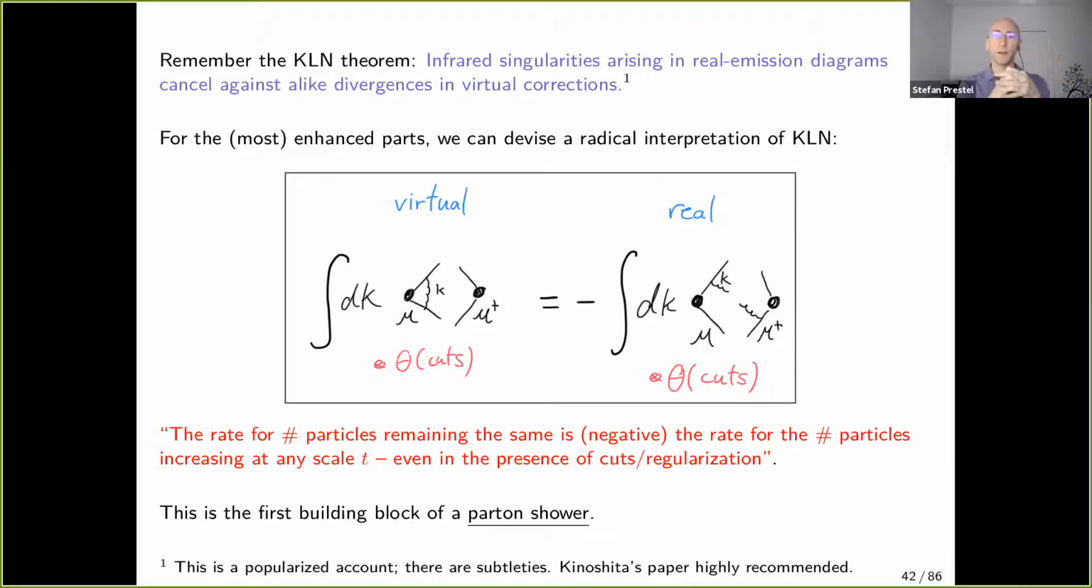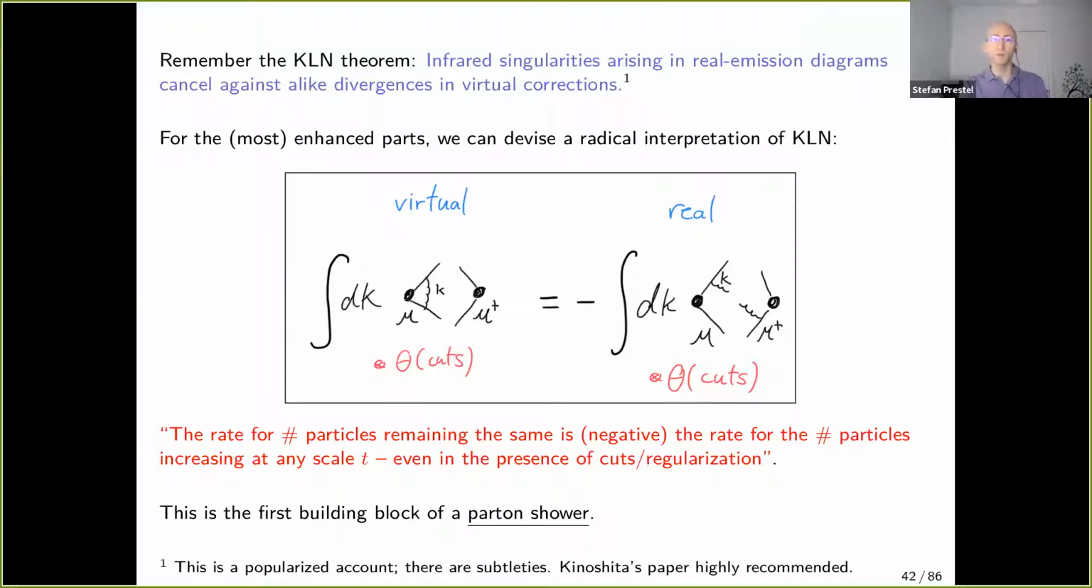Saying it another way, the rate of the particles remaining the same in a certain state is negative the rate of the particles increasing at any scale t, even if that scale t is constrained by, for example, cuts, so that you don't let things get too close in angle to each other. That's a radical reinterpretation of the KLN theorem, that if you were completely blind to any of the real corrections, any of the virtual corrections would actually be true. It's also the very first building block of what is called a parton shower.